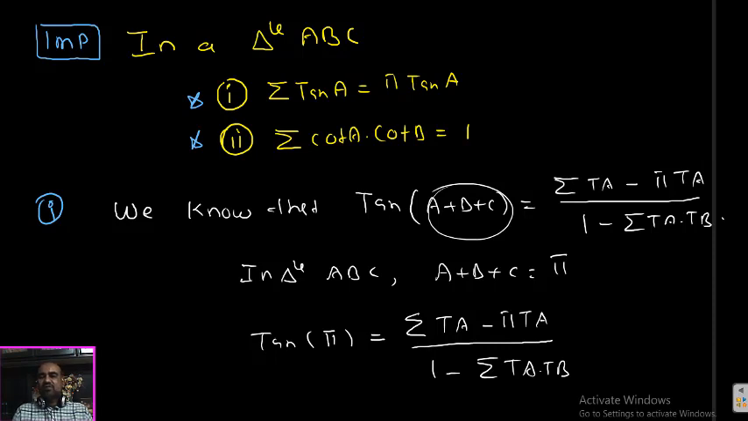Okay students, first one: in any triangle ABC, sigma tan A equal to pi tan A. How I proved it, that is the interesting thing. In the tan of A plus B plus C formula, instead of A plus B plus C I can write pi. Tan pi is 0, so the fraction is 0, the numerator should be 0. Sigma tan A minus pi tan A equal to 0 means sigma tan A equal to pi tan A only. Okay.